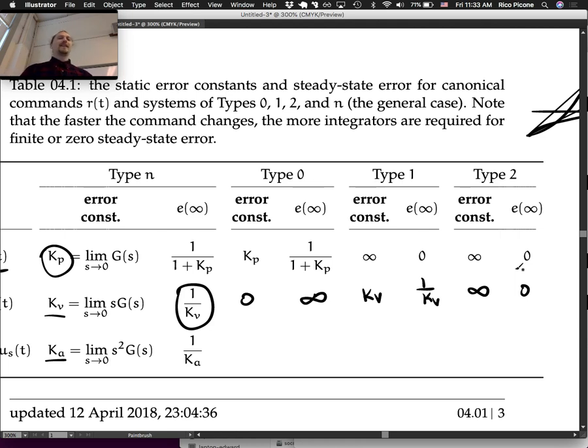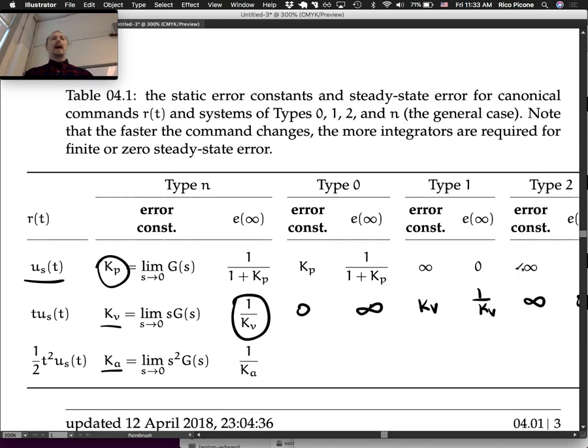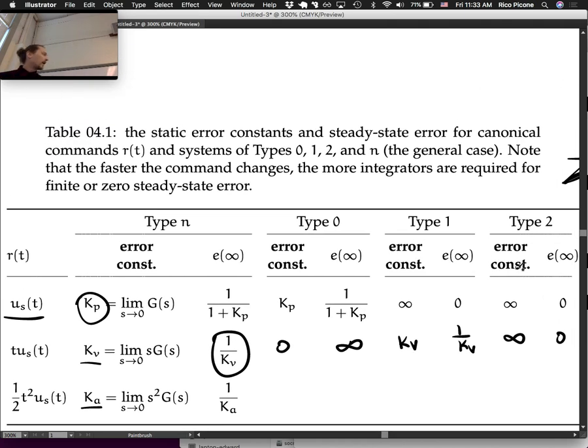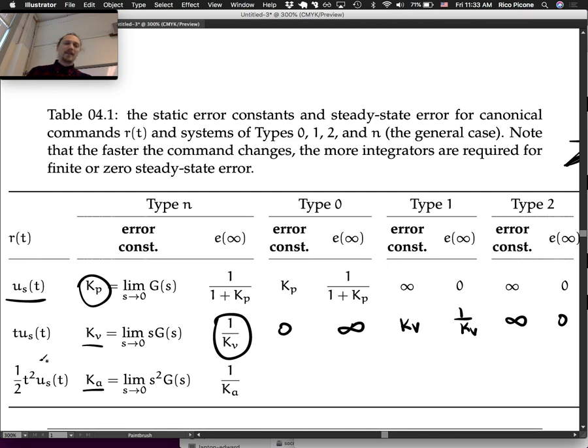Okay. Now we go one step further. Now we're running away, right? The parabola command is like follow me as a parabola. So I'm going to just really take off, right? So if it's of this form, we have a type 0 system. What do you guys think? Are we going to be able to keep up with a type 0 system? No.